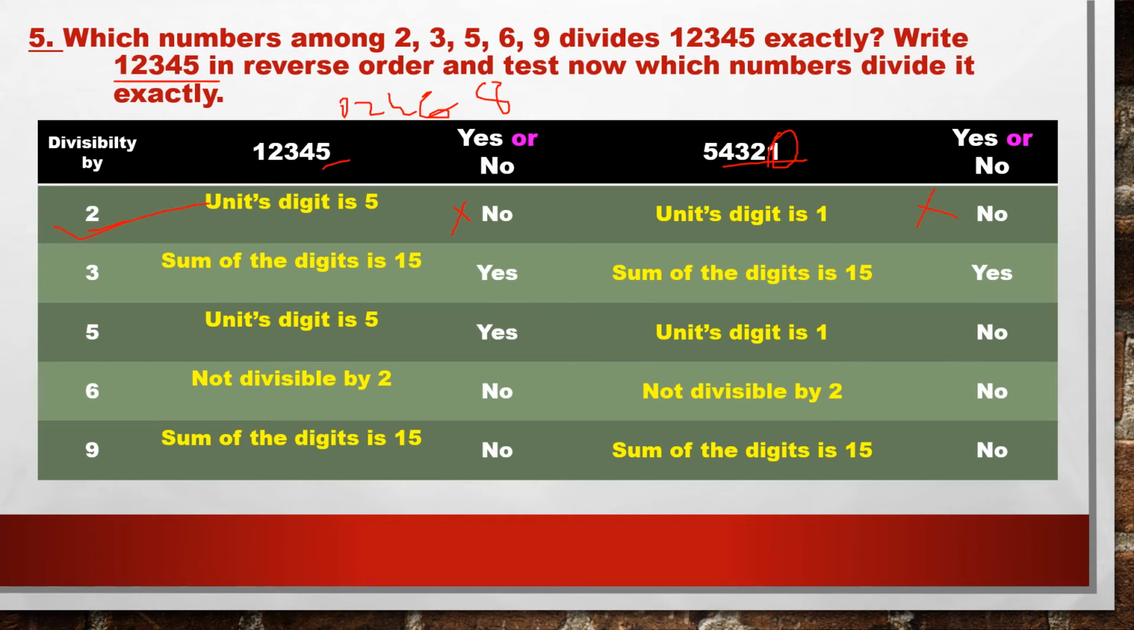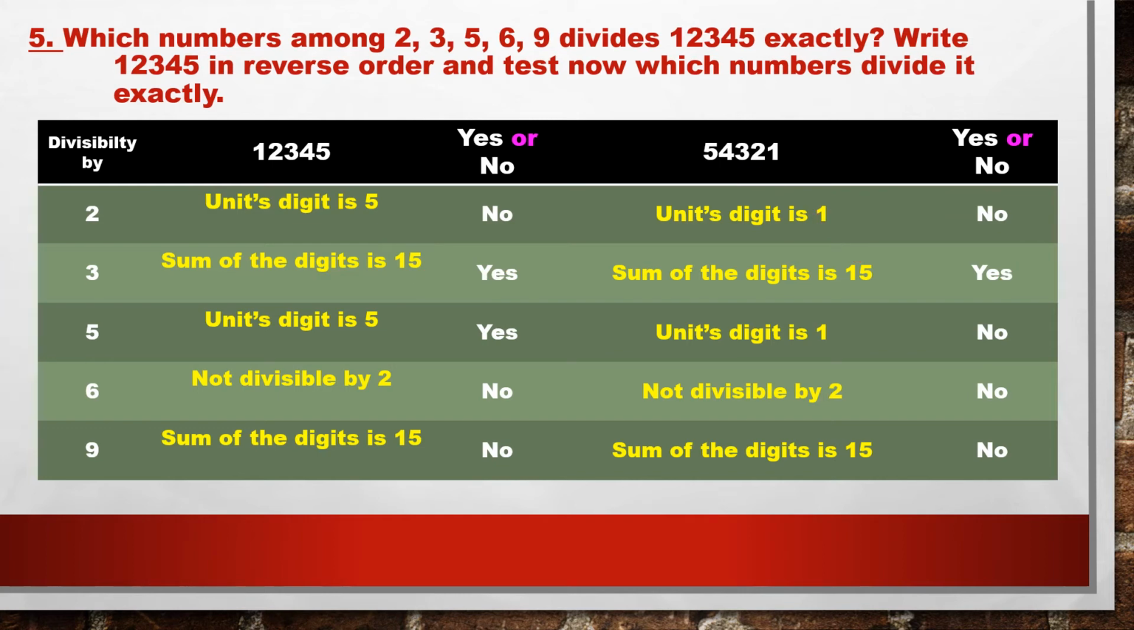Now we'll check with the 3 divisibility. For 3 divisibility, the sum of the digits should be divisible by 3. Your sum of the digits is 15, so it is divisible by 3. If you reverse the digits also, you'll get the same summation, right? 1 plus 2 plus 3 plus 4 plus 5 and 5 plus 4 plus 3 plus 2 plus 1 are the same. You'll get 15. So it is divisible by 3.